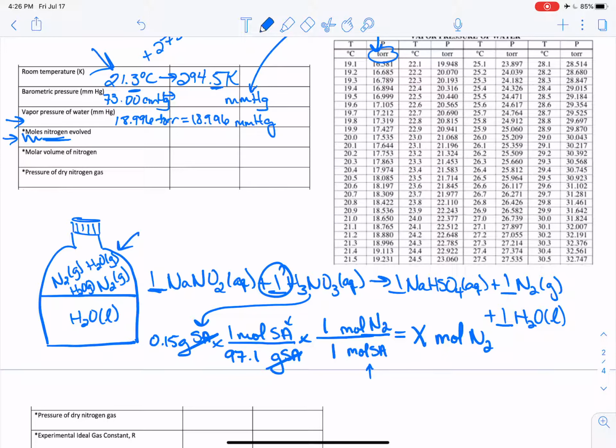And what is next? Well, you have to calculate how much nitrogen you can make if you use the 1 mole of sodium nitrite. So let me write this back here. There we go. Okay. All right.